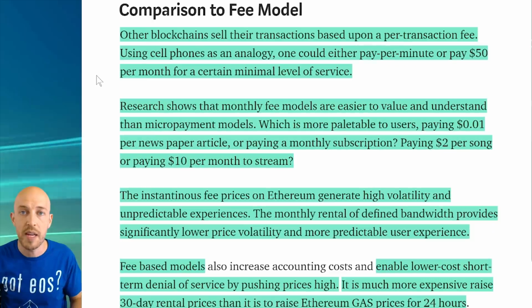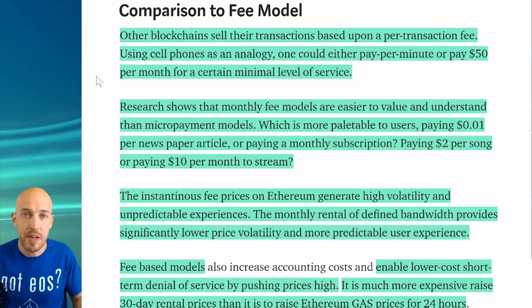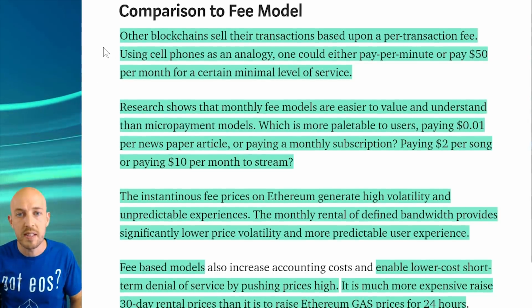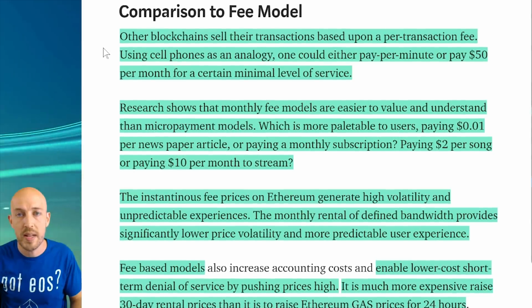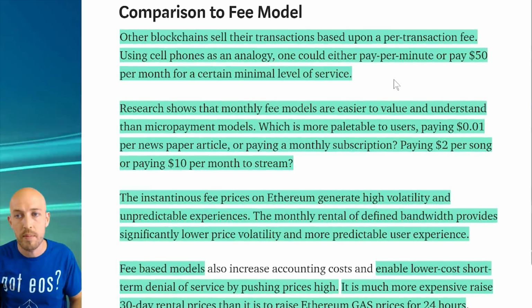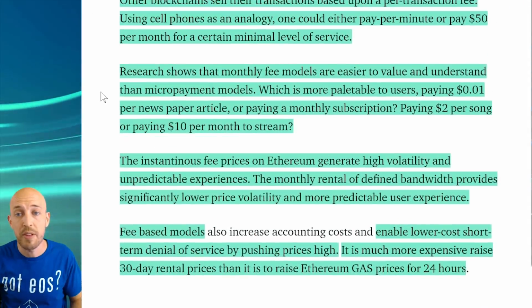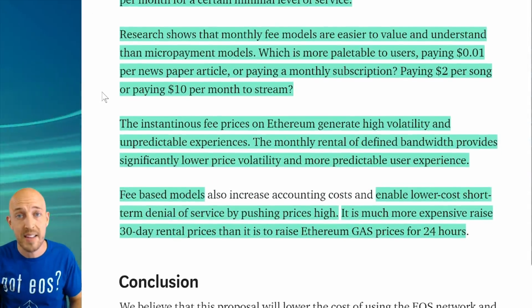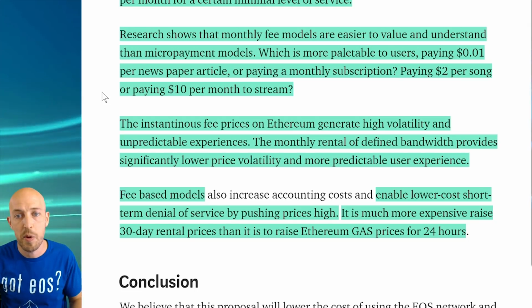This is the comparison of EOS's rental model to other blockchains' purchase model per transaction, the fee-based model. He says other blockchains, such as Bitcoin and Ethereum, sell their transactions based upon a per transaction fee. Using cell phones as an analogy, one could either pay per minute or pay $50 per month for a certain minimal level of service. Research shows that monthly fee models are easier to value and understand than micropayment models. Which is more palatable to users, paying 1 cent per newspaper article or paying a monthly subscription? Paying $2 per song or paying $10 per month to stream?